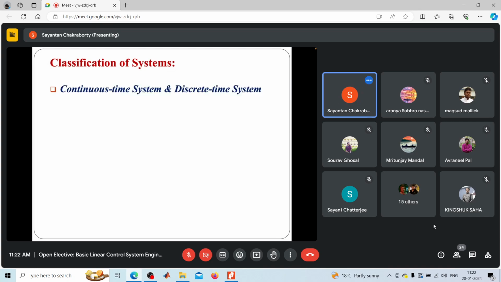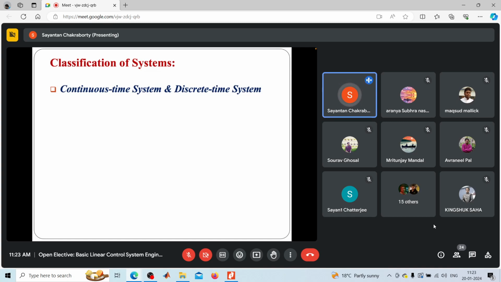Let us see. First classification is continuous time system and discrete time system. So I guess this is a very trivial classification. Continuous time system means the system signals, that is input and output, are present continuously. That is, they are a continuous function of time, and the system acts on the input signal continuously, that is in continuation with time, and generates an output which is again a continuous function of time.